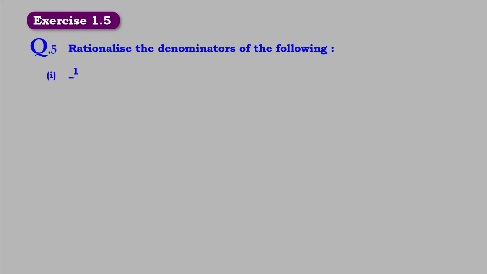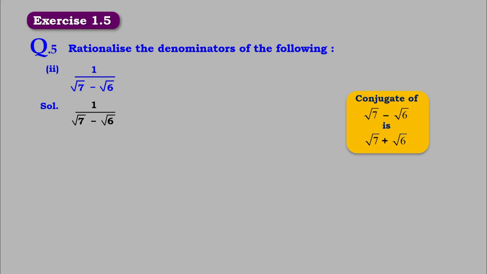Now exercise 1.5. Question number 5. Rationalize the denominators of the following: 1 by root 7. So we are going to multiply root 7 in both numerator and denominator. So we got root 7 by 7. Now next question. 1 by root 7 minus root 6. So here the conjugate of root 7 minus root 6 is root 7 plus root 6. So we have to multiply that in both numerator and denominator.